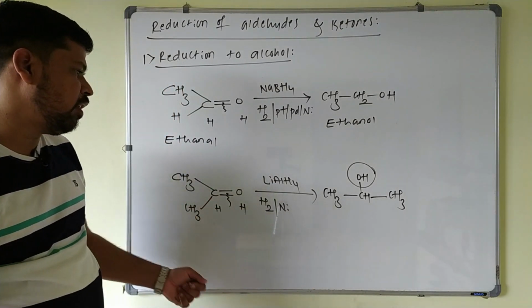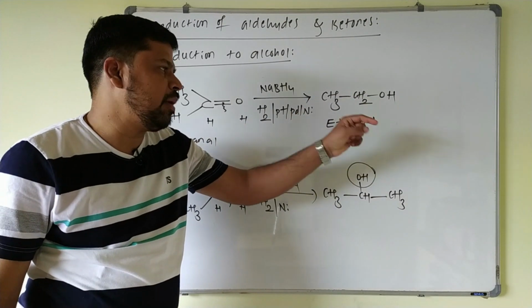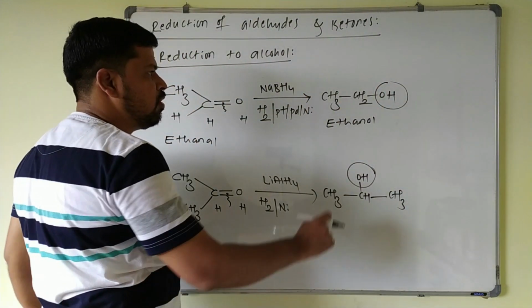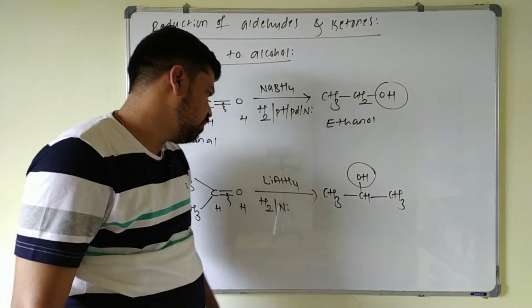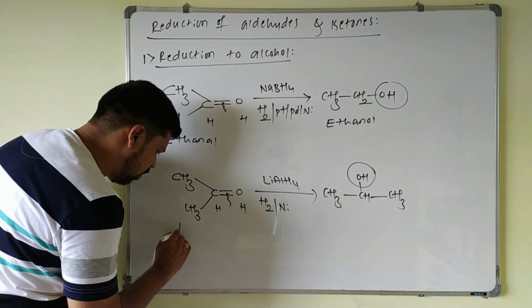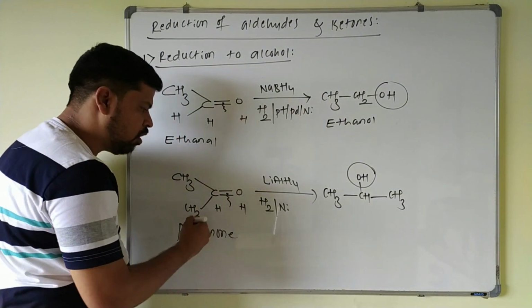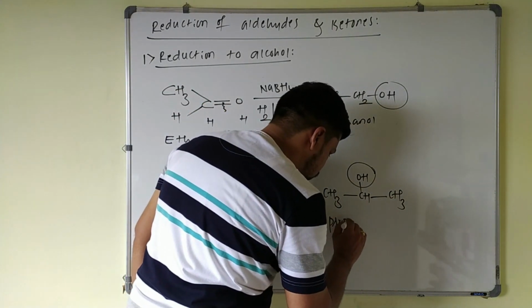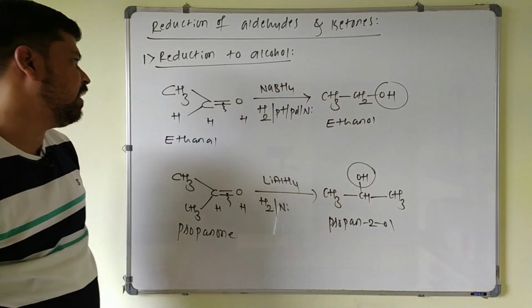So ketone upon reduction gives a secondary alcohol, aldehydes upon reduction give what? Primary alcohol, because this OH is attached to a primary carbon atom, because this carbon is connected to only one carbon here, this is connected to the 2 carbon. So this will be your propanone, propanone upon reduction gives what? Propan-2-ol, a secondary alcohol is obtained here.